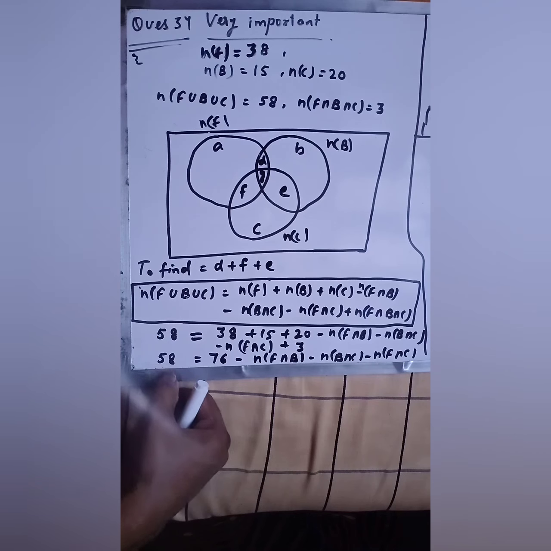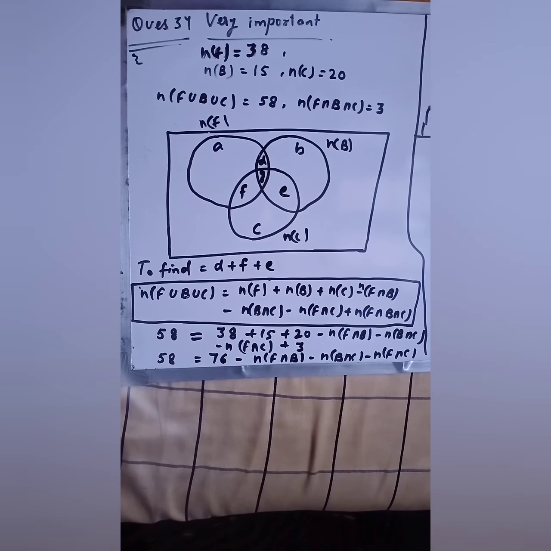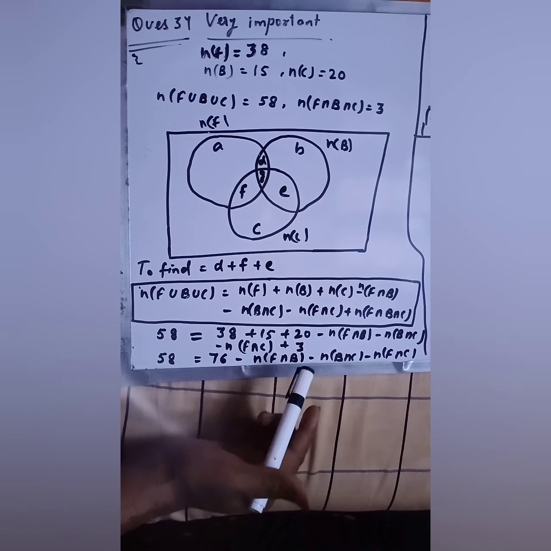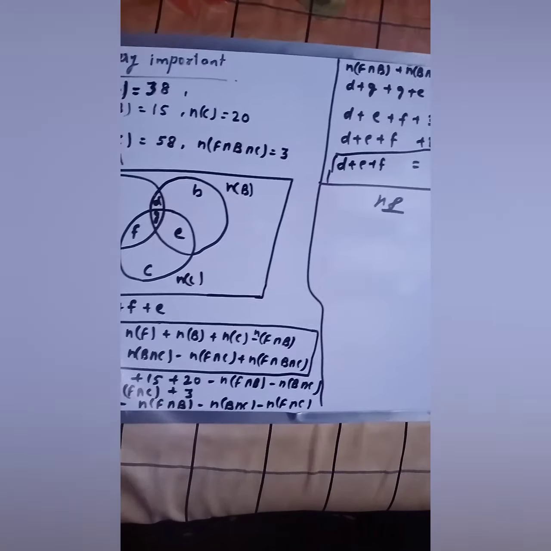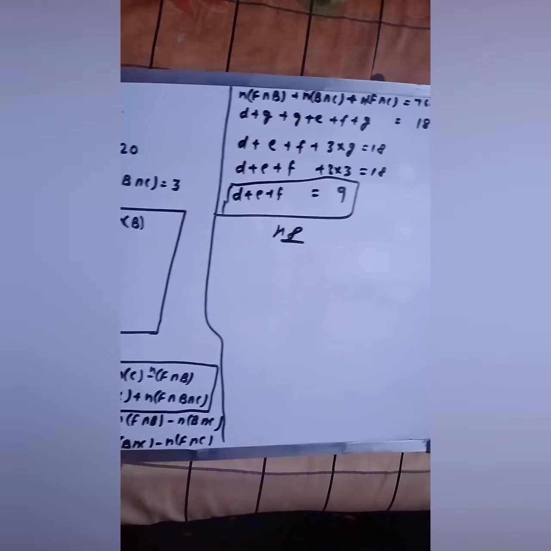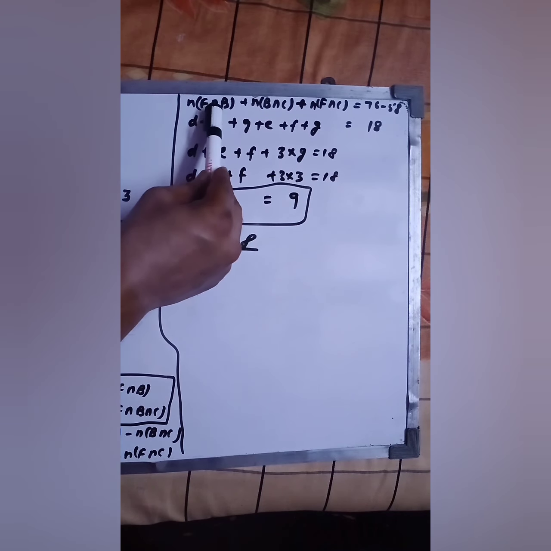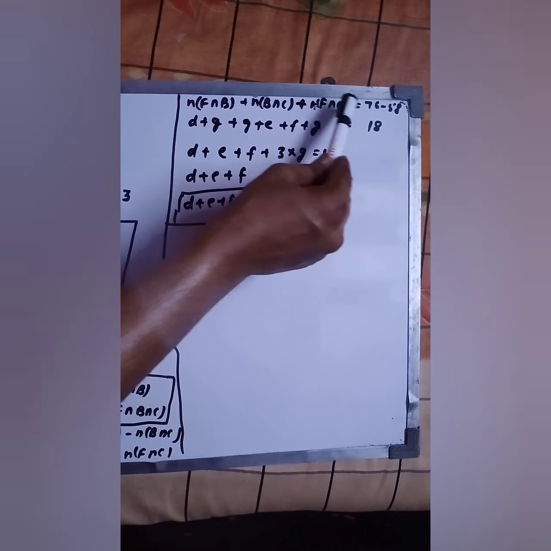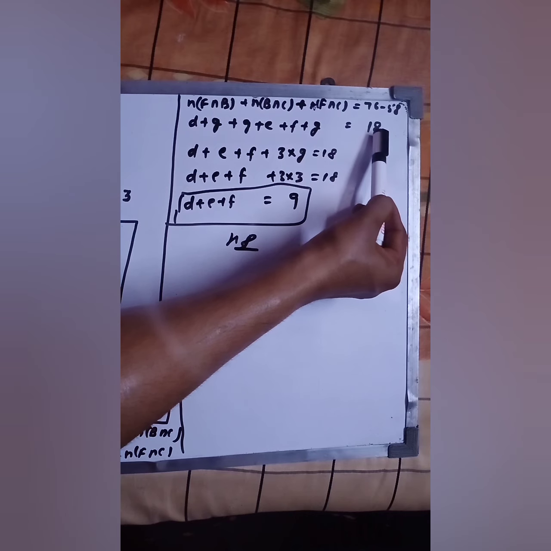Now what you have to do in the next step: I will take 58 on the left hand side and this value on the left hand side. Okay, so let me adjust the next page. So the next step will be this one. Here is the intersection of this, and 76 minus 58. When you subtract, you will get 18.